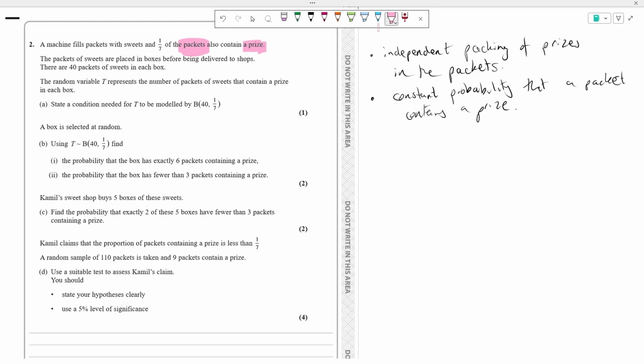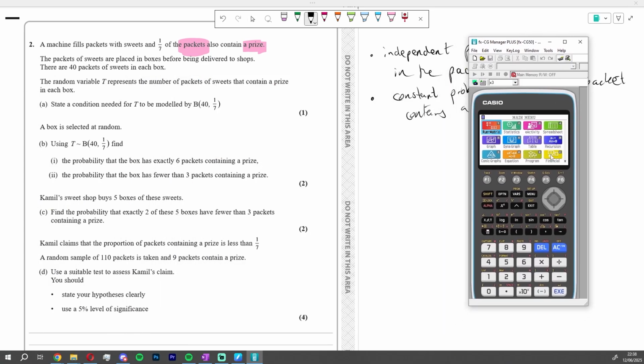A box is selected at random. Using this binomial distribution, find the probability that the box has exactly 6 packets containing a prize. Let me get the calculator up real quick. Okay, now I will be using the CG50 quite a bit, in fact, all the time. But I will show you briefly how to do it on the normal calculators.